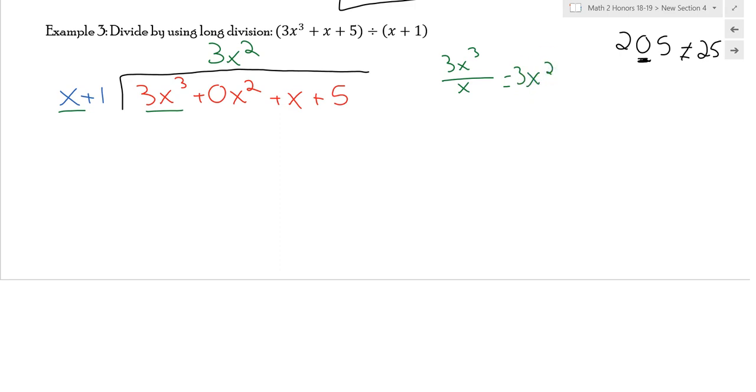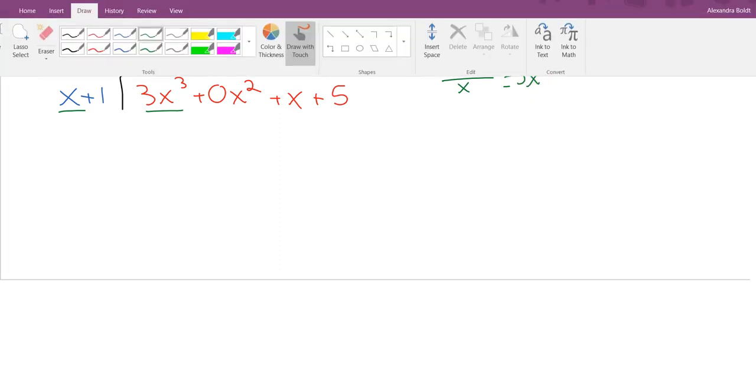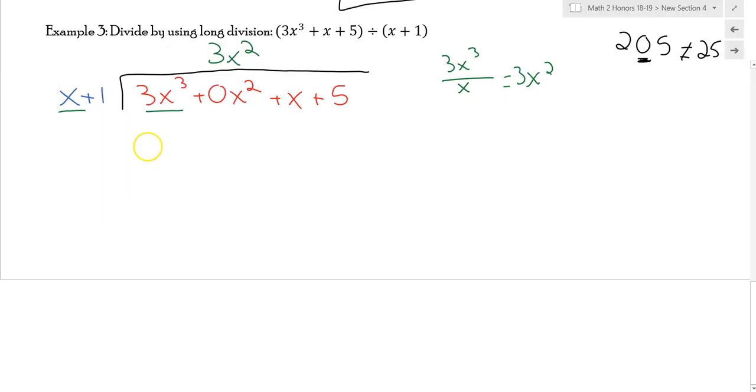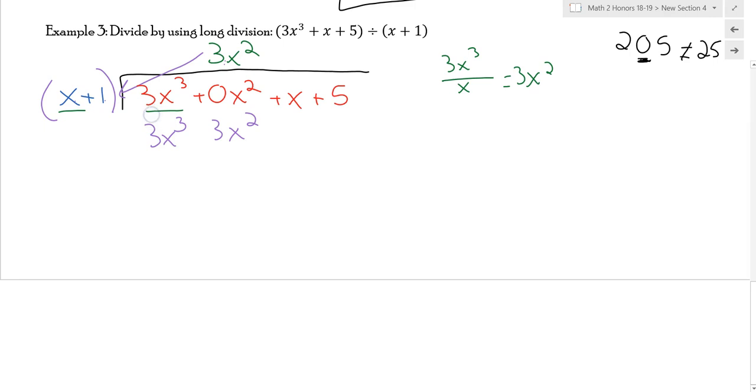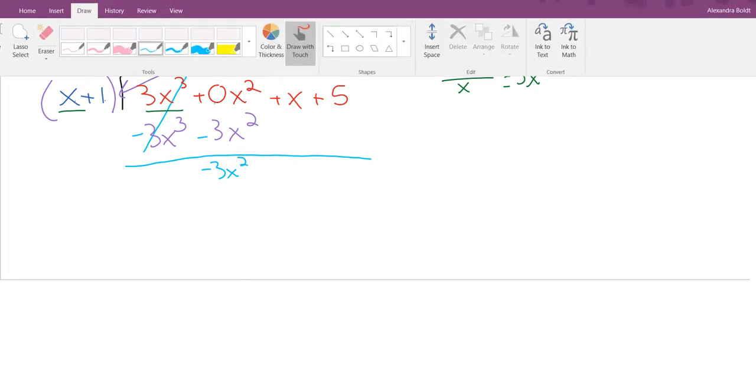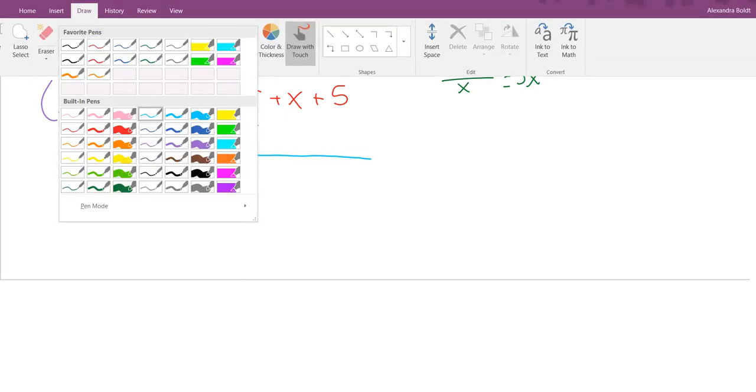Okay, but as you get better, you probably will not need to show that as much. And then we're going to multiply, right, again, we're multiplying by the whole thing. 3x squared times x is 3x cubed. 3x squared times 1 is 3x squared. With our subtraction step, we're just changing the signs. These cancel out. And then we have 0 minus 3, which is negative 3x squared. We're going to bring down the rest of our work.